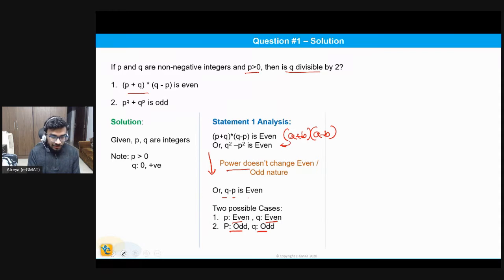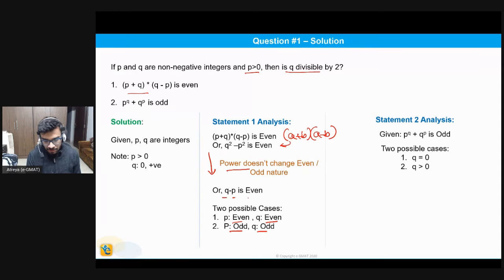Now, post that, let's go to the analysis of the second statement. In the second statement, it's given that p to the power q plus q to the power p is odd. And we have two cases. The first is q is equal to 0. The second is q is greater than 0. So let's divide this entire part into two. When q is equal to 0, I just substitute the value of q in this statement. So what I get is p to the power 0 plus 0 to the power p is odd.